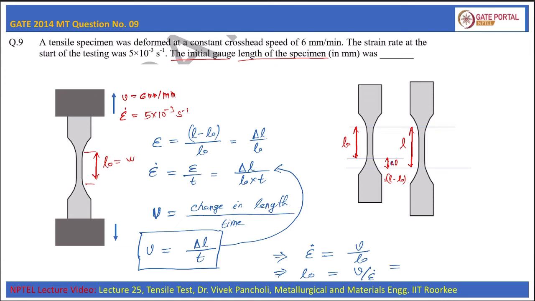So the crosshead speed is given to us, that is 6 mm per minute. If we convert it into millimeter per second, it will be 6 by 60 millimeter per second, which is equal to 0.1 millimeter per second. So the initial gauge length L0 will be 0.1 millimeter per second divided by 5 × 10^-3 second inverse, which will be 20, which is equal to 20 millimeter. So the answer is the initial gauge length of the specimen was 20 millimeter.